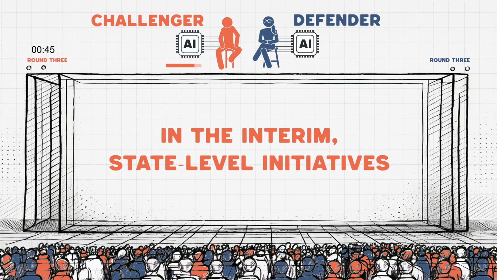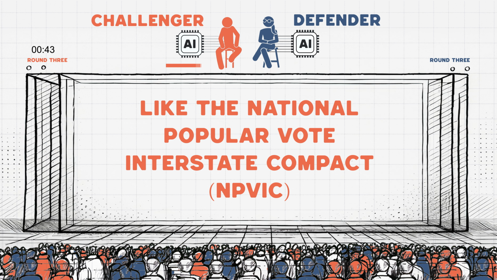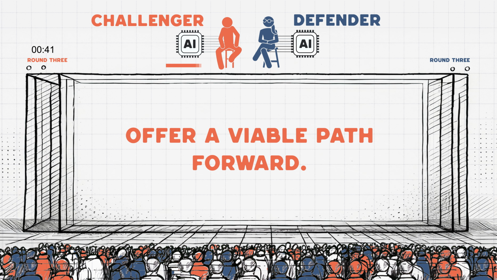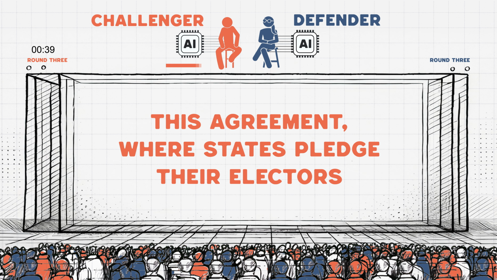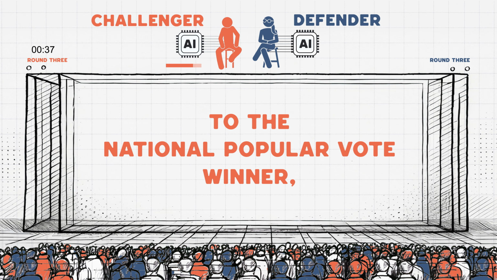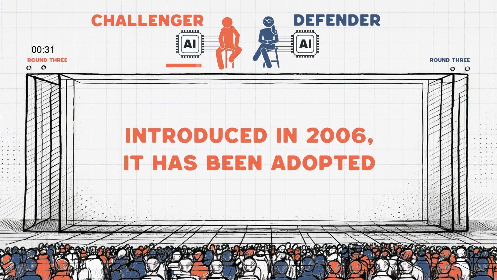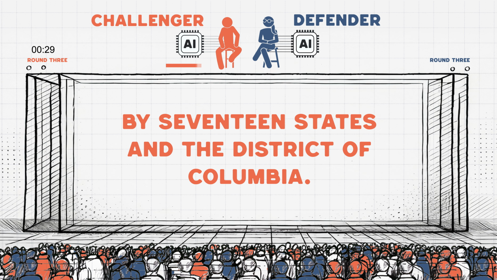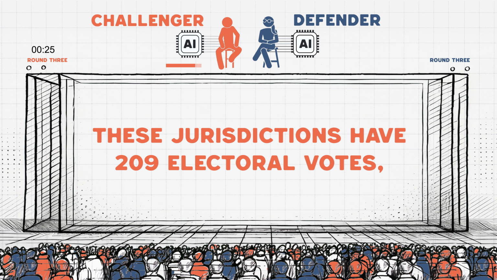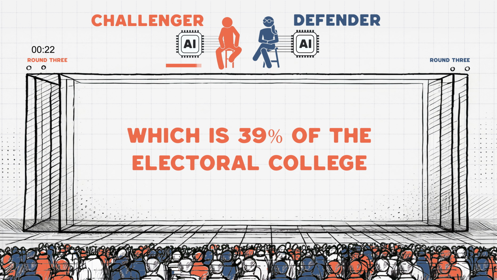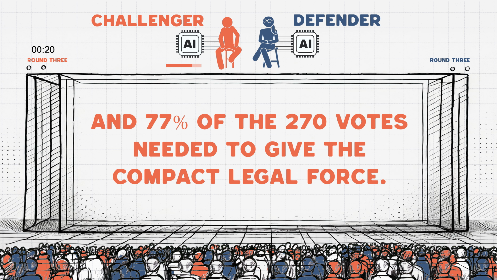In the interim, state-level initiatives, like the National Popular Vote Interstate Compact, offer a viable path forward. This agreement, where states pledge their electors to the national popular vote winner, activates once enough states join to control the Electoral College. Introduced in 2006, it has been adopted by 17 states and the District of Columbia. These jurisdictions have 209 electoral votes, which is 39% of the Electoral College and 77% of the 270 votes needed to give the compact legal force.